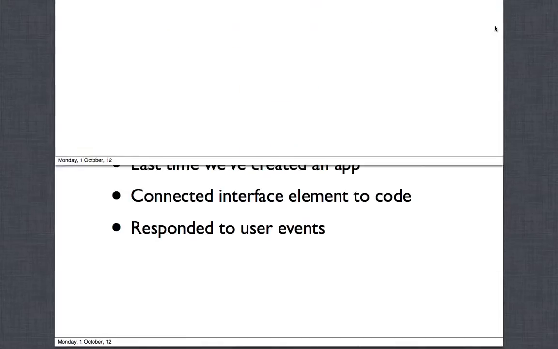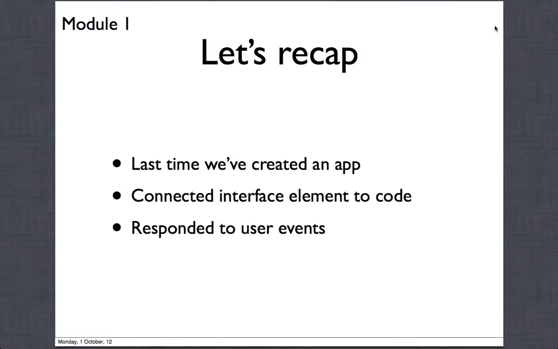So this is the first module. In this module, we're just going to recap and remember what we were working on in the last lecture. We created a simple window application that has two buttons, and we were generating a random number and seeding the random generator with the current time.